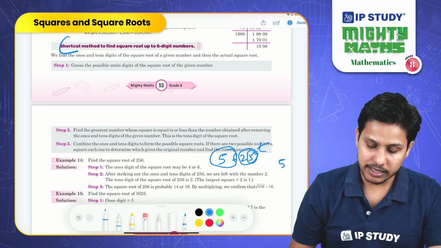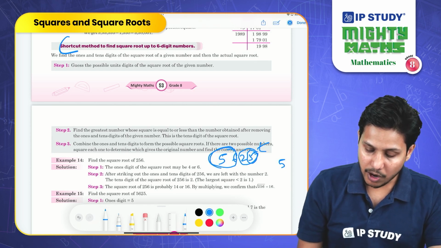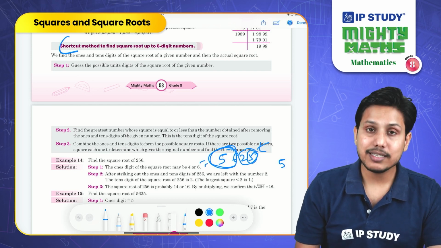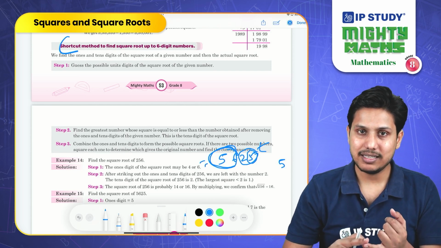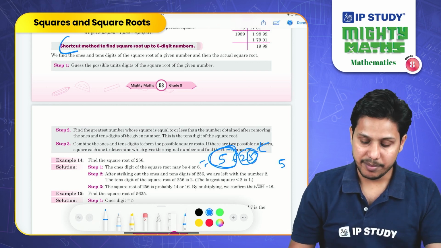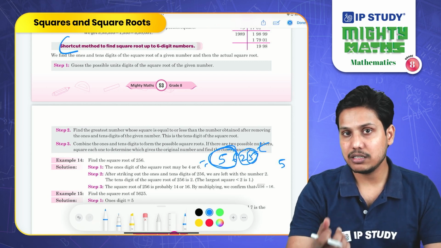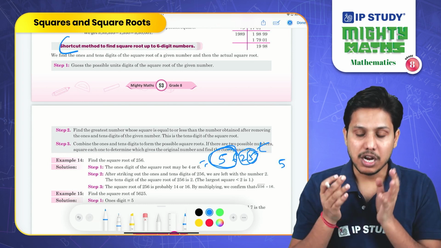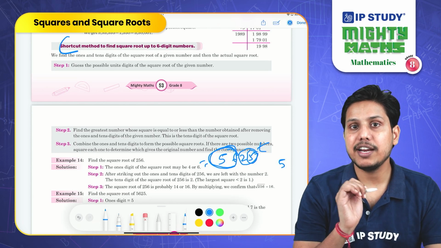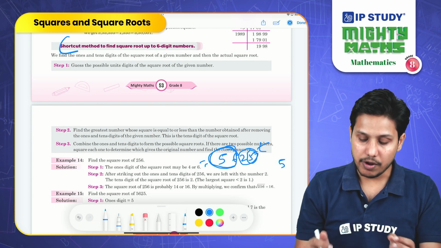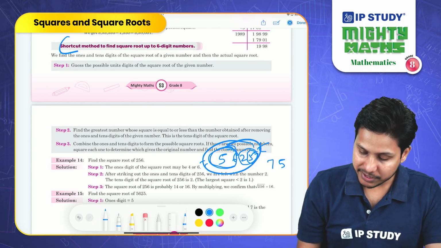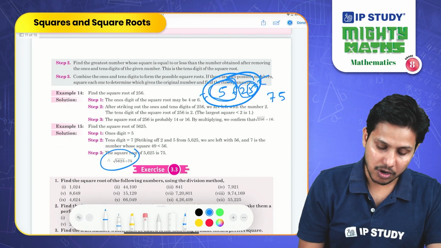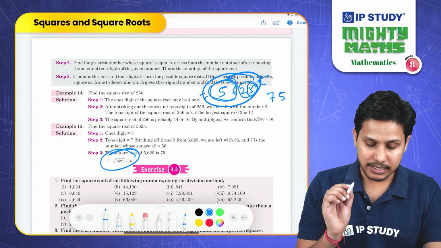Now for the tens digit, we see which perfect square is nearest to this 56. It can be 7 squared or 8 squared, because 7 squared is 49 and 8 squared is 64. But we have to take the smaller one, that is nearest but just smaller. So for 56 it is 49. It means the square root of this number will have 7 at its tens place. So we see that the square root of 5625 is 75.